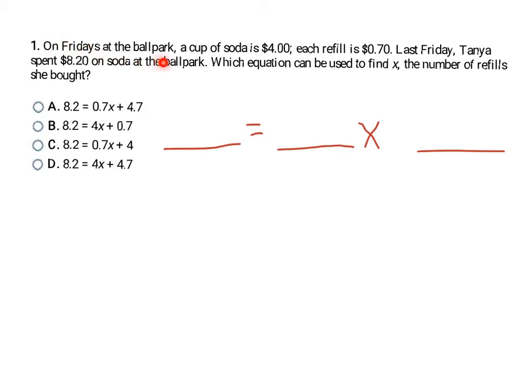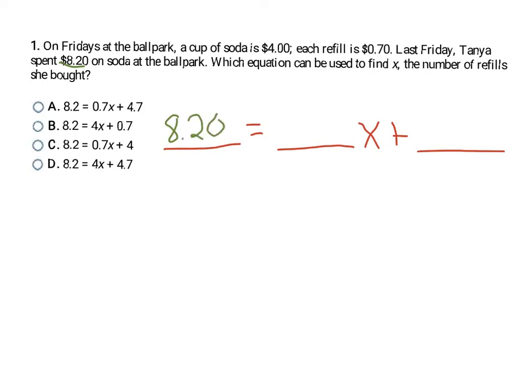On Fridays at the ballpark, a cup of soda is $4. Each refill is 70 cents. Last Friday, Tanya spent $8.20 on soda at the ballpark. Which equation can be used to find x, the number of refills she bought? Well, when you buy soda, you're then going to add on the cost of each refill, so this is going to be an adding problem. I already copied down the format that we typically use, and we're going to see that it works. The total amount that she spent was this $8.20.